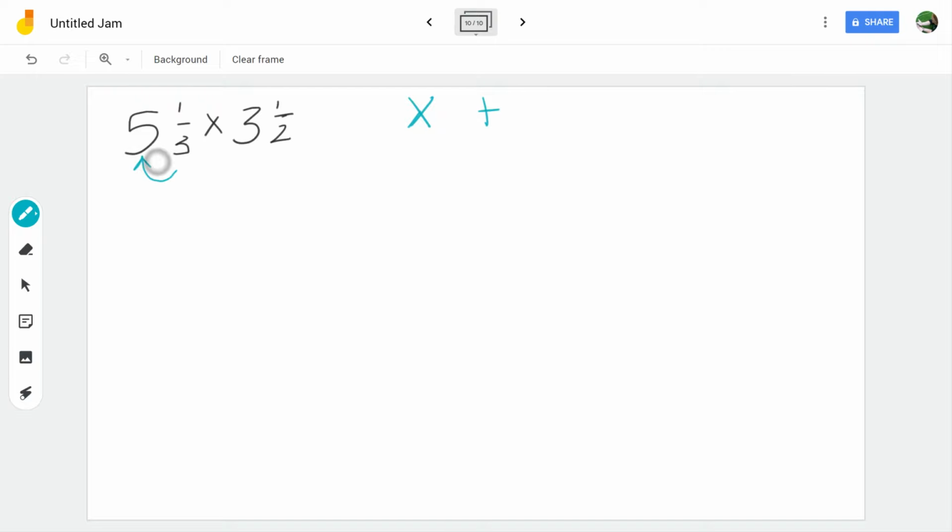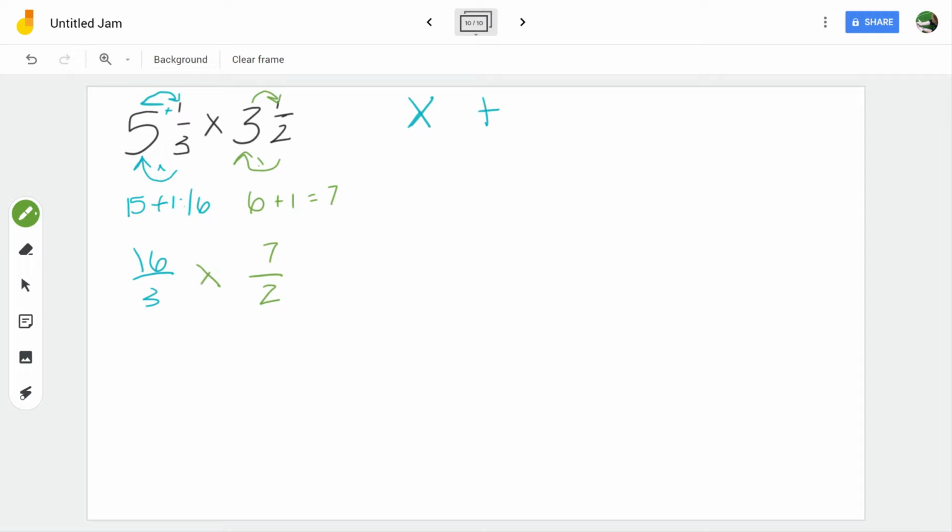3 times 5 is 15. And 15 plus 1 is 16. Now our new fraction is 16 thirds, okay? Then we can do the same thing. I'll switch over to green for this one. 2 times 3 is 6. And then 6 plus 1 is 7. Our new fraction is 7 halves.